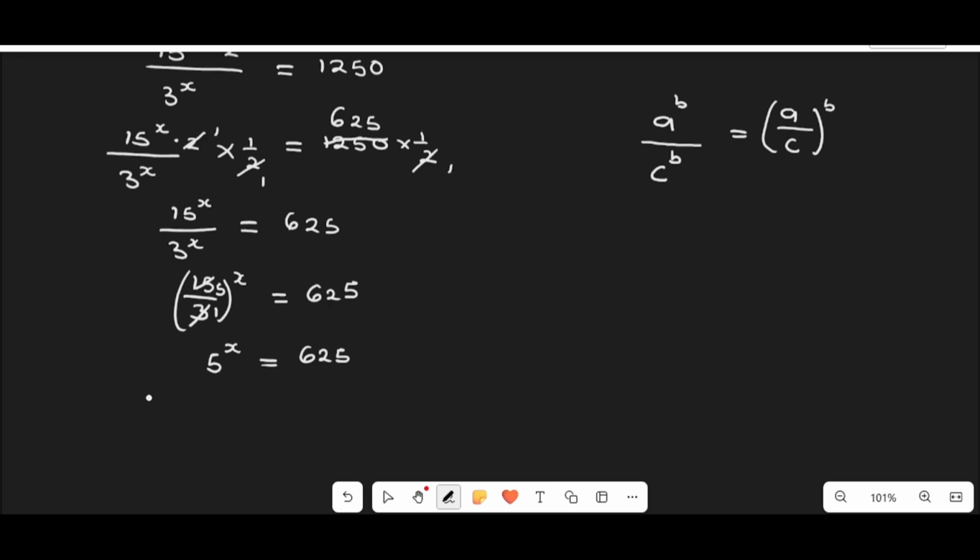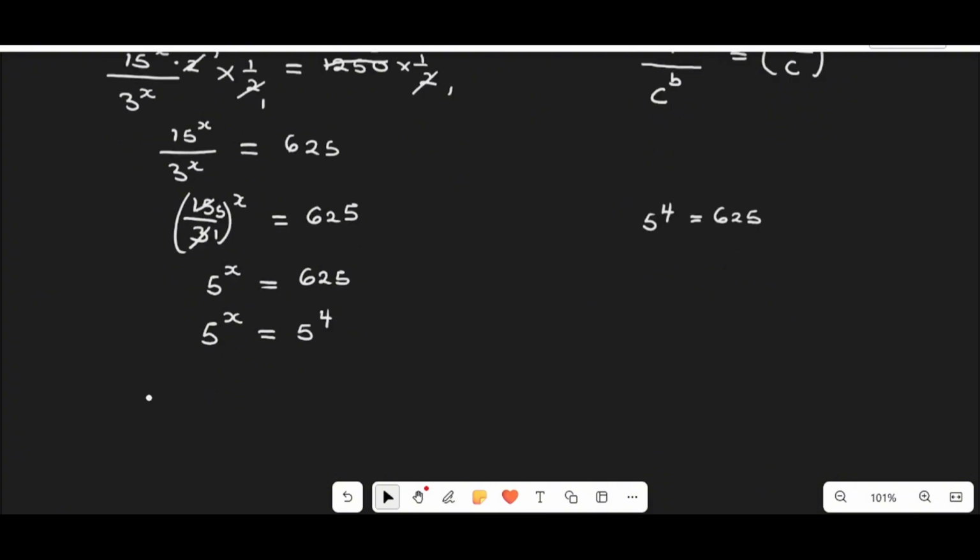And 5 raised to power 4 is equal to 625. So let us replace 625 with 5 raised to power 4. So 5 raised to power x equal to 5 raised to power 4. If we compare both sides, our x is equal to 4. So, therefore, x equal to 4.